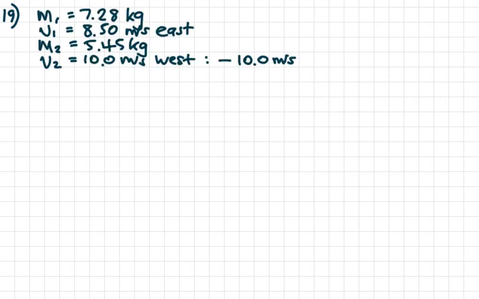First, let's write down what we know. We have 2 bowling balls that are colliding. Okay, so we have the 2 different masses, 7.28 kilograms and 5.45 kilograms, and then we have the velocity of the first bowling ball, 8.5 meters per second, that's to the east, and then the velocity of the second bowling ball is 10 meters per second to the west. If I'm calling east positive, then I'm going to need to make that west number negative. Now, it wants to know the total momentum after the collision.